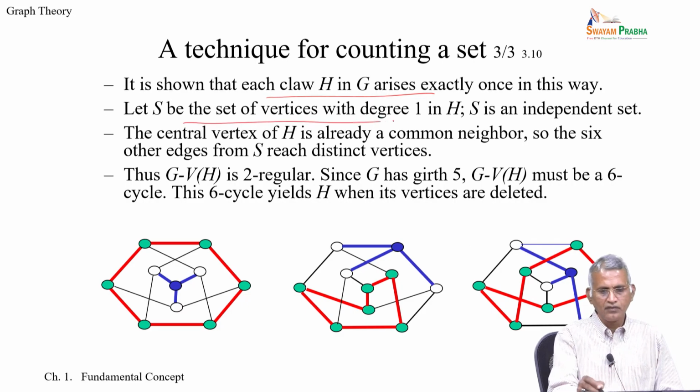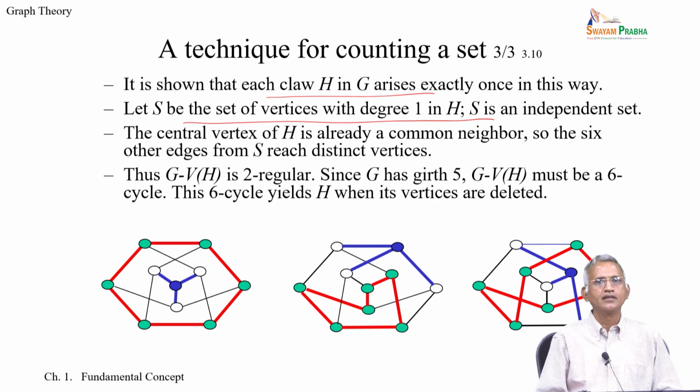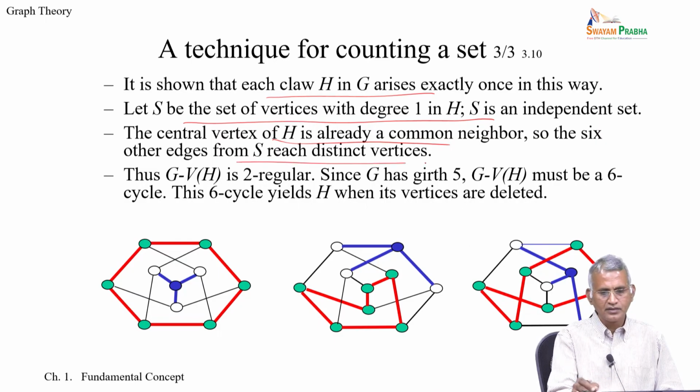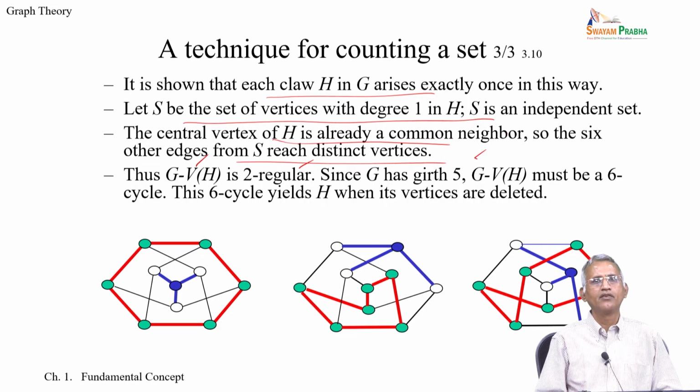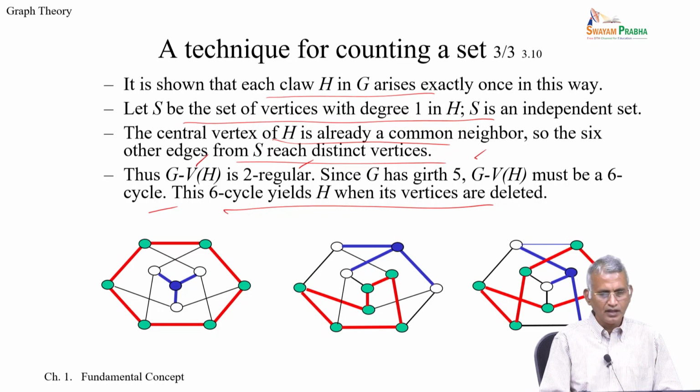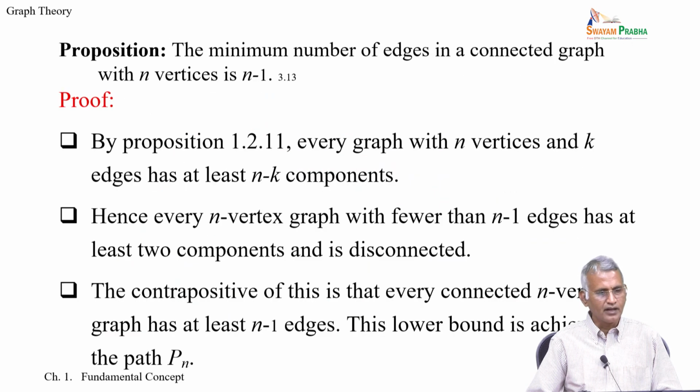Let S be the set of vertices of degree 1 in H. S is an independent set. The central vertex of H is already a common neighbor. So, 6 other edges from S reach distinct vertices. Removing the vertex set of H, G is 2-regular. Since G has girth 5, G minus V(H) must be a 6-cycle. So, the 6-cycle yields the vertices that are deleted, and when they are deleted, the result is once again a graph.